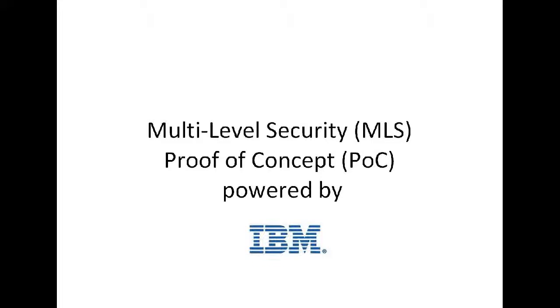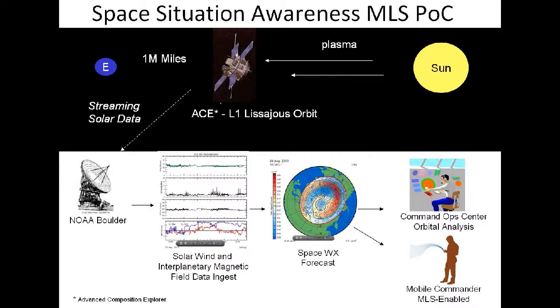This video provides an overview of IBM's multi-level security capability as demonstrated in a proof of concept leveraging space data that comes from another proof of concept that was developed called the Space Situation Awareness Proof of Concept. A high-level depiction of that proof of concept is provided here with this slide.